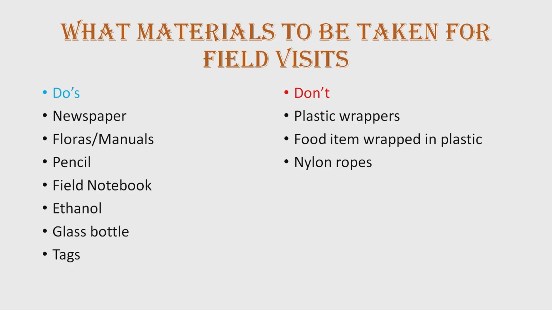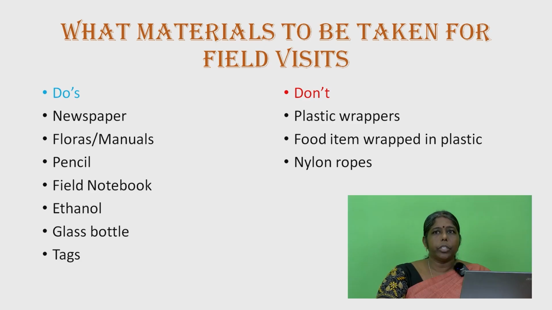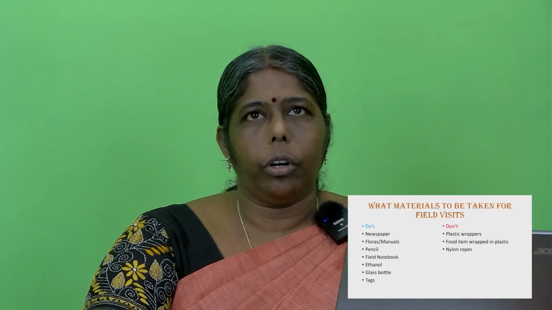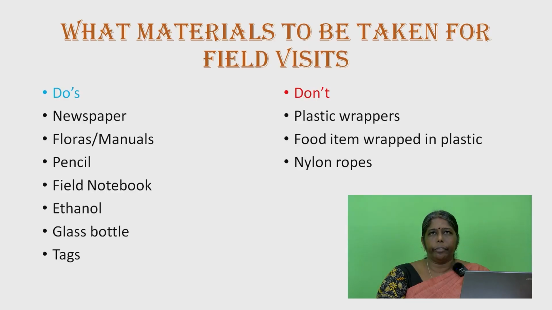So when you go for a field trip, what are all the materials which you should carry and which you should not carry? Because we are going to go into the forest patch, we should not carry any plastic wrappers with us or any food items that are wrapped in plastic. Maybe you can take food wrapped in banana leaves, but not in plastic, because after eating we tend to leave all the plastic wrappers in the forest area, which is restricted. You can't take nylon ropes. Instead of nylon ropes, you can take jute.